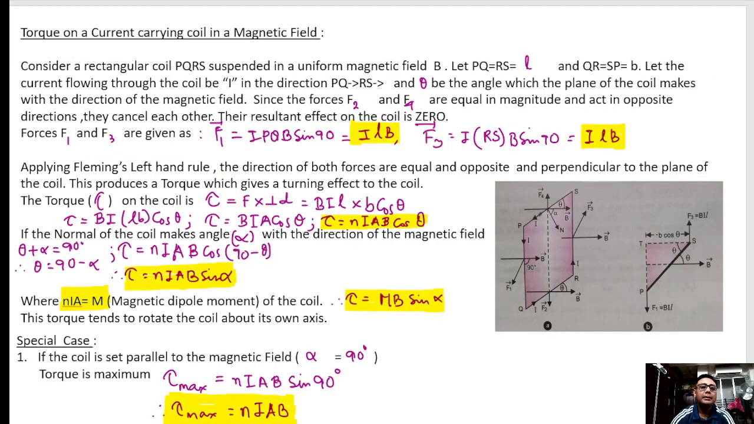Okay friends, next, we are going to study the torque on a current carrying coil placed in a magnetic field. Let's see here. This is a rectangular coil. Please watch here. Let us assume the length of the coil is L and the breadth of the coil is B.